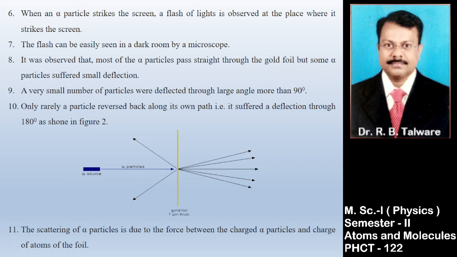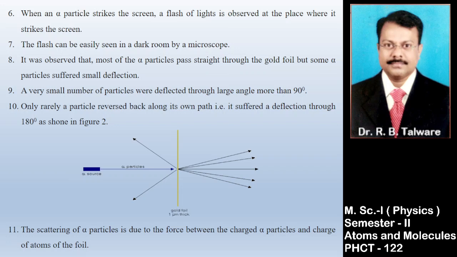It was observed that most alpha particles pass straight through the gold foil, but some alpha particles suffered small deflection. A very small number of particles were deflected through a large angle, more than 90 degrees. Because their penetrating power is maximum, they are not scattered in all directions. They travel in a straight direction. Very few are scattered at 90 degrees.